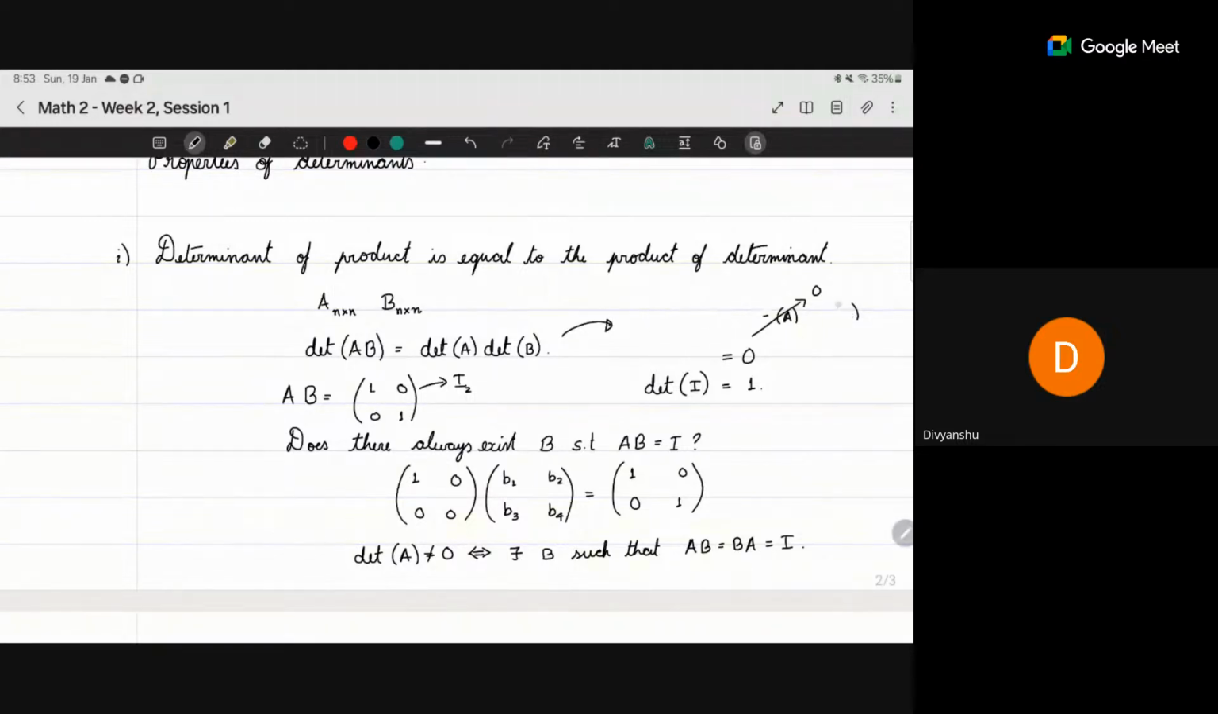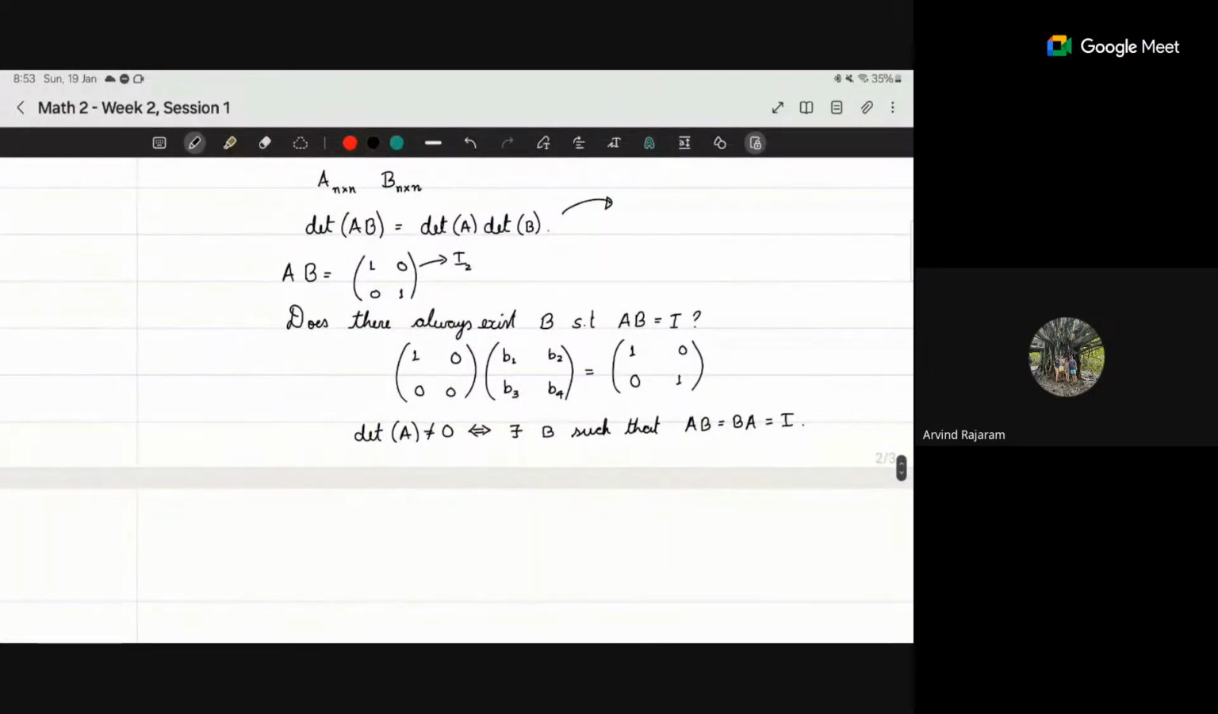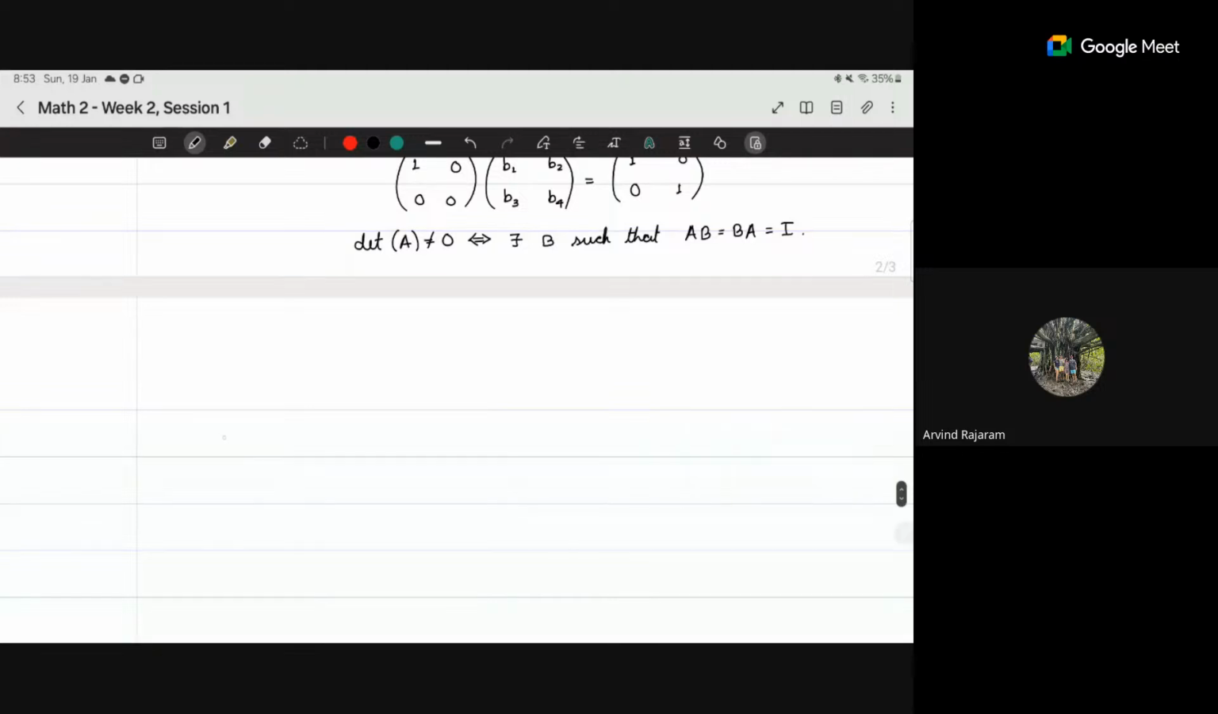So determinant of A not equal to 0 is a necessary condition, and it is sufficient as well, that we will probably not see the proof of. But in case determinant of A is not 0, and suppose B is such that AB is identity, such matrices are called invertible matrices. I don't know if this terminology is introduced, but determinant of A not equal to 0 means it is invertible. Invertible meaning it has an inverse. It has an inverse means there exists a B such that you can multiply B to A to get identity.